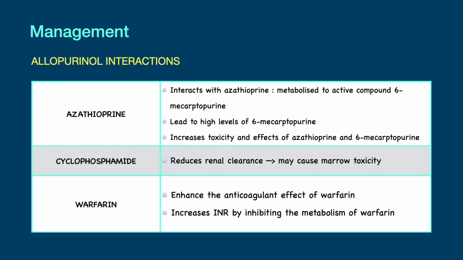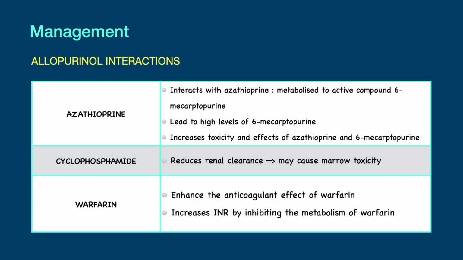Let's take a look at allopurinol interactions. So allopurinol interacts with azathioprine. Azathioprine is metabolized to the active compound 6-mercaptopurine, and allopurinol can therefore lead to high levels of 6-mercaptopurine. A much reduced dose must therefore be given in combination. Allopurinol increases toxicity and effects of azathioprine and 6-mercaptopurine, so the dose of azathioprine and 6-mercaptopurine should be reduced to 1/4 of the usual dose.